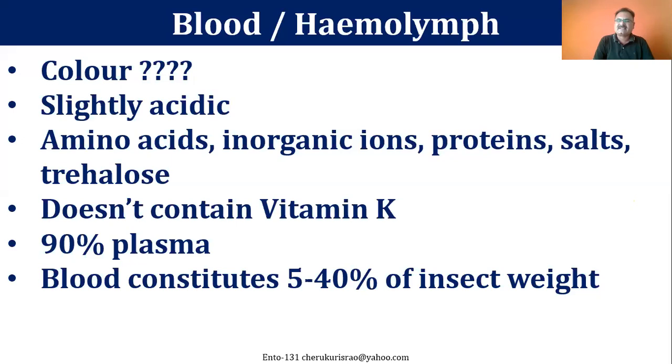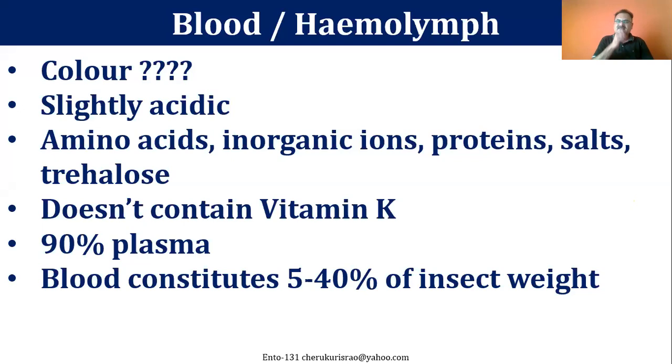And you know very well, insect blood has a role to play in the movement of all these materials from one place to another. It means insect blood will have amino acids, proteins, simple fatty acids, hormones, salts, inorganic ions, and sugars. Insect blood has everything, because that's the one most important liquid which transports all these materials from one place to another.